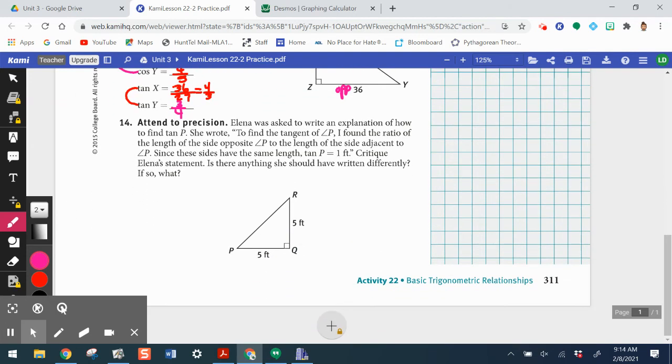Now let's take a look at item 14. Item 14 is designed just to enhance our understanding of what we're actually doing when we say sine, cosine, and tangent. We're writing ratios of different sides of right triangles.